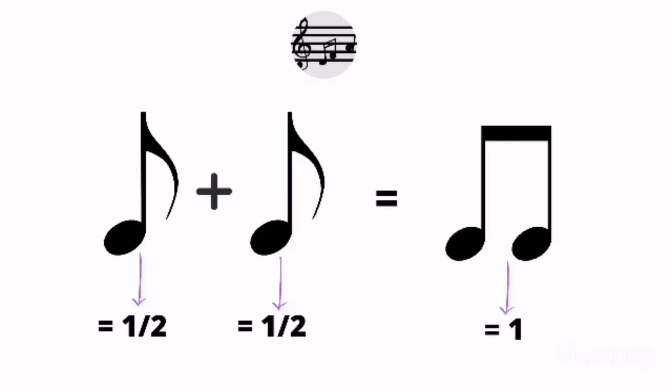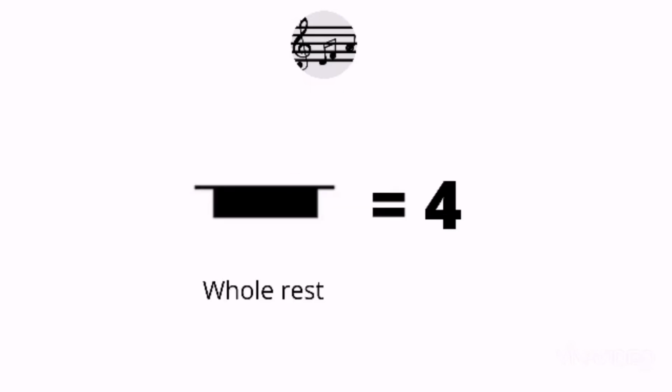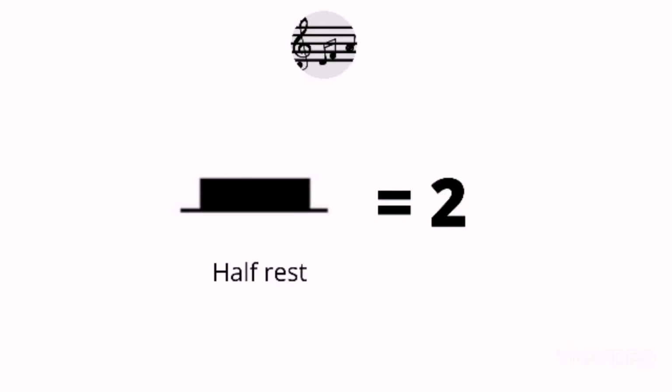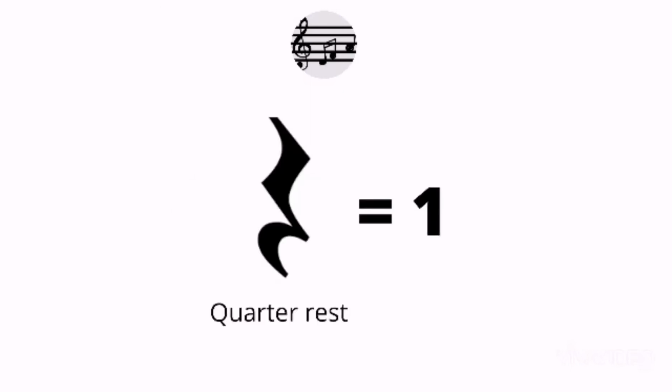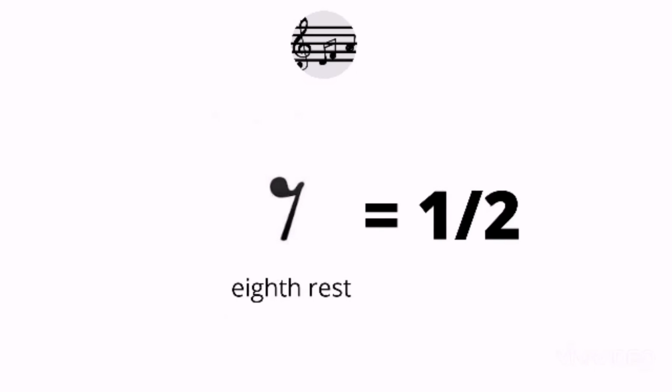When you put together 2 eighth notes, the way you write it changes, but they are still 2 separated notes. And then there are the silences, a very important part of music. This is a whole rest, a silence of 4 times. Half rest, silence of 2 times. Quarter rest, 1 time. Eighth rest, half of a time.